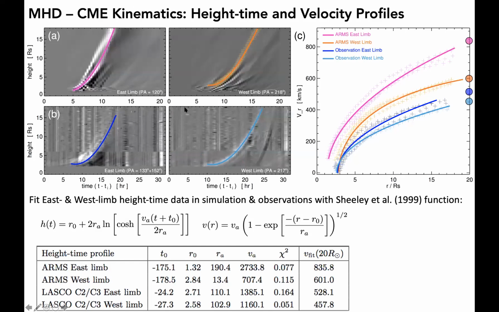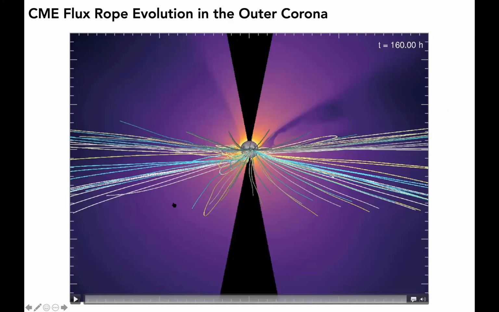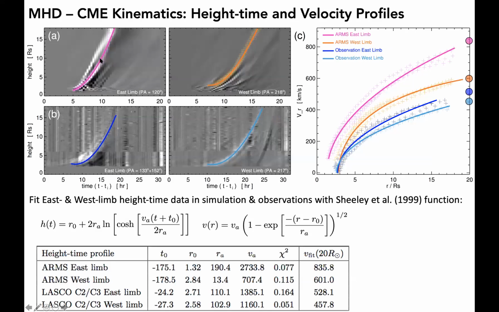And you can compare the dynamics. So here's the kind of standard height time evolution. In the top row is the simulation. So we've taken basically 2 cuts, one on the east limb here and one on the west limb here. And we're going to compare that to the evolution from the observations on the east limb and on the west limb. And what you can see, and this is velocity versus distance, is our simulation is a bit faster, which makes sense. We had a higher acceleration phase.